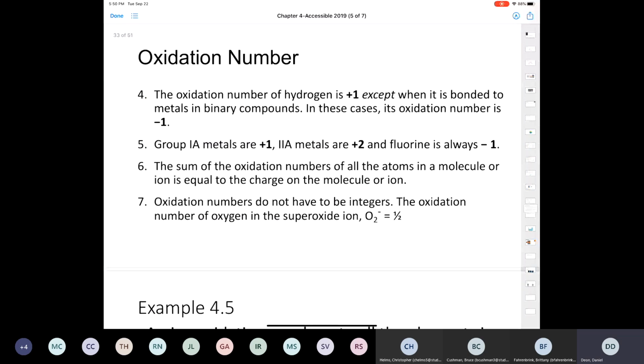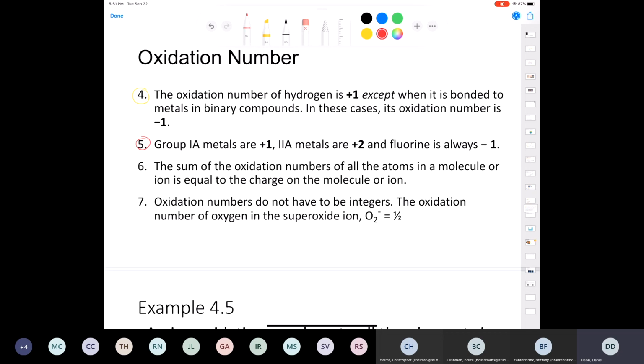The next one is the oxidation number of hydrogen is +1 unless it's bonded to a metal in a binary compound. In these cases, the oxidation number is -1. I'll give you some examples of that. The next one is if you have a group 1A metal, a group 2A metal. A group 1A metal will always be +1. A group 2A metal will always be +2. And fluorine will always be -1. No exceptions to that one.